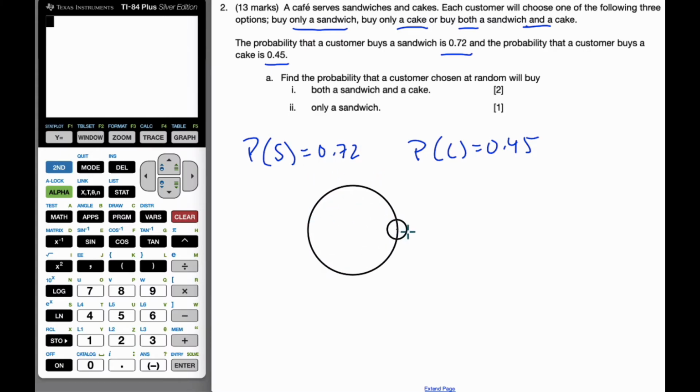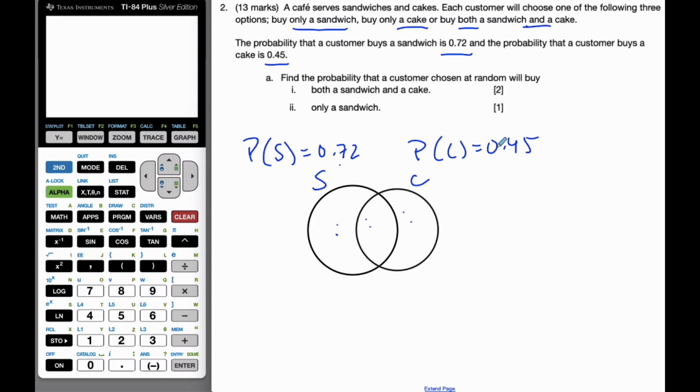I have two regions. One is the sandwiches and one is the cake. And I know that it's only these three options here. There's no one that doesn't buy anything, so the outside region here is 0. So these three regions have to add up to a probability of 1.